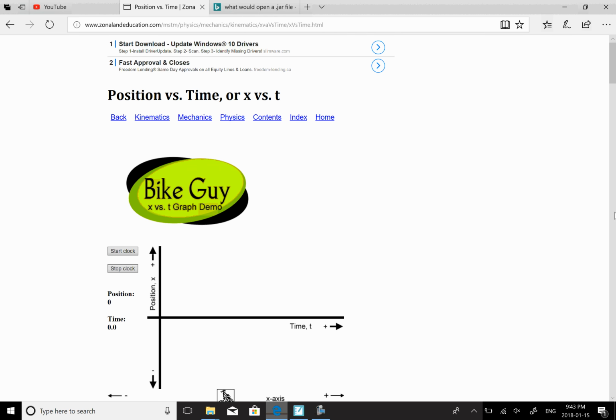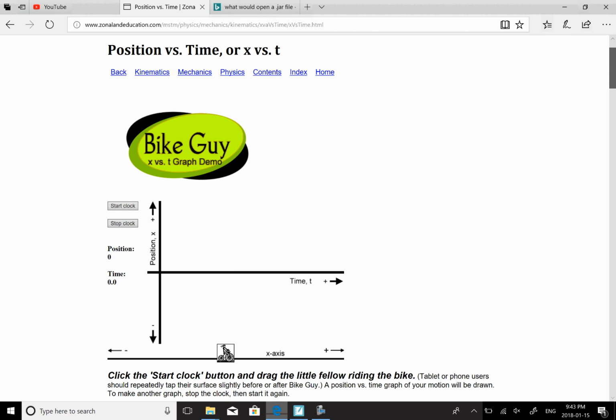Okay. So right now I'm at position 0. So I'm going to try and stand about 1 meter from it. So I'm positioning myself at 1. Okay, not really working, but I'll start at 2. And I'm going to start the clock and see what happens.